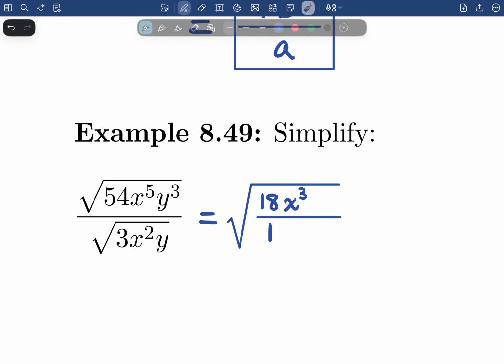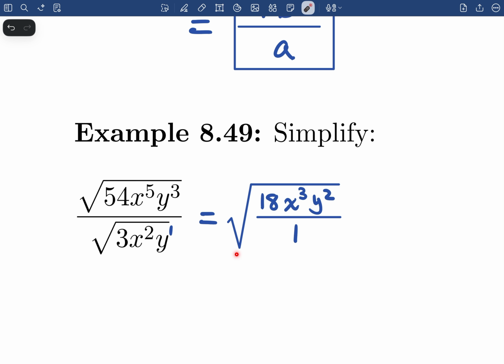Okay, now moving on to the y variable, y cubed over y. How many more y's are on top than on bottom? I'll put a y to the first power so you see that first power. Well, there are 2 more y's on top than on bottom, so I put a y squared on the top. Great. Okay, so here is my result. I'll just center that 1 a little bit. It looks nice. Okay, so this is what we got.